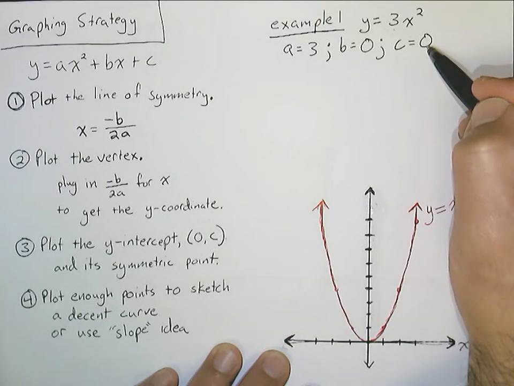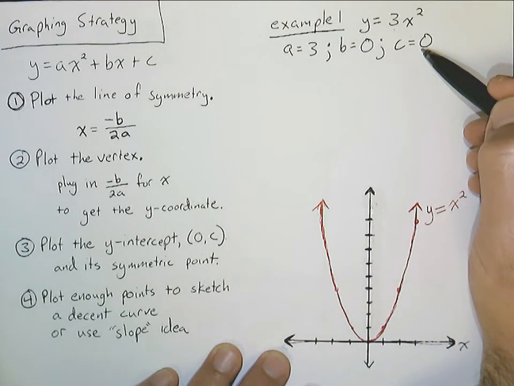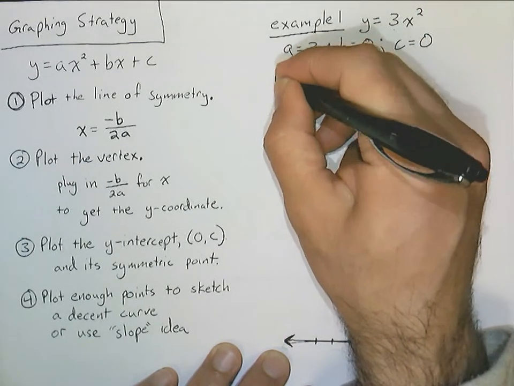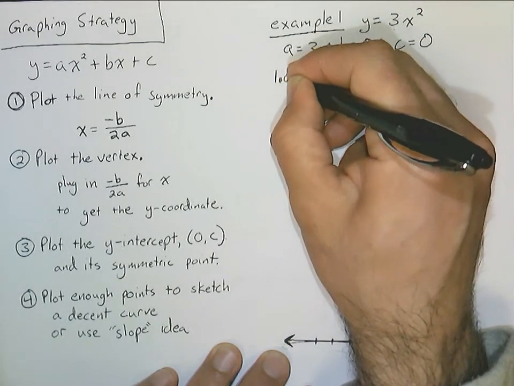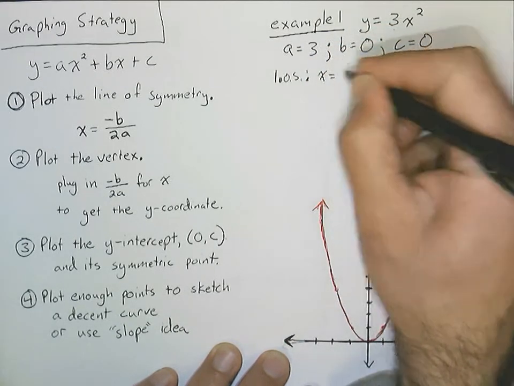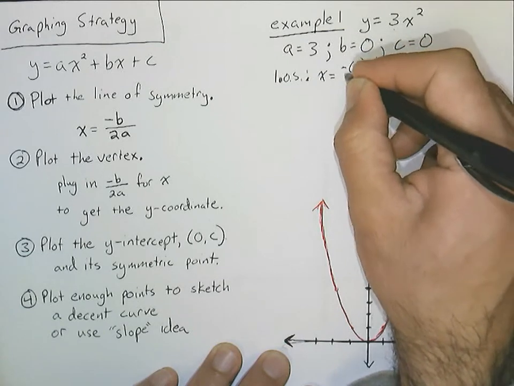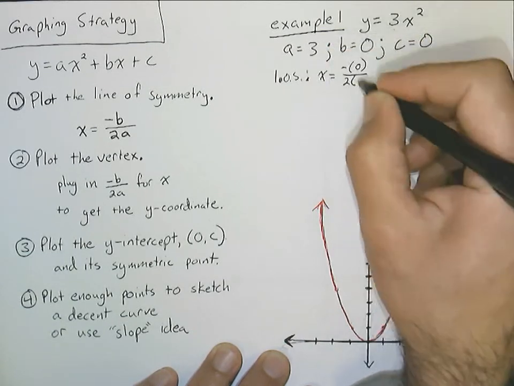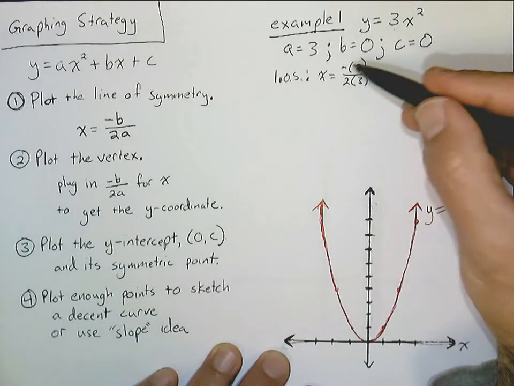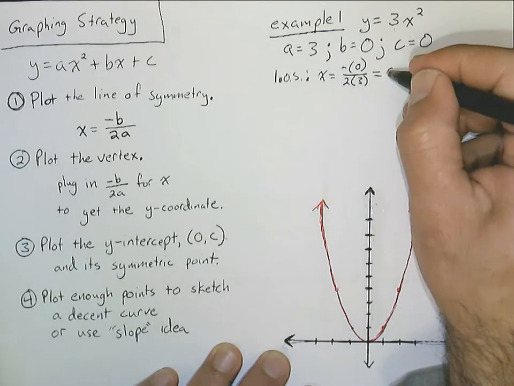Given that c is 0, we also know that the y-intercept is going to be the origin, 0, 0. First off, the line of symmetry is going to be given by x is equal to negative b over 2a. b is 0. a is 3. But of course, the negative of 0 is 0, 0 divided by 6. That's still all just 0.